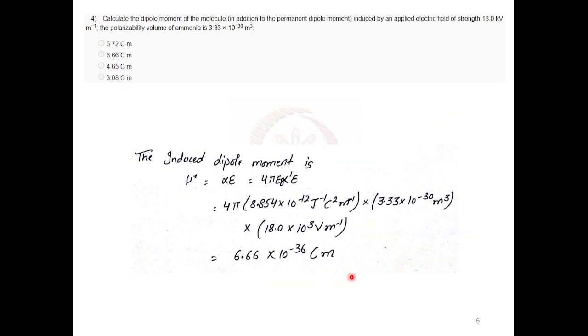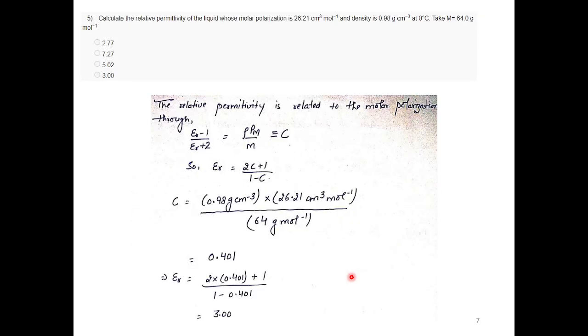Now here you need to calculate the dipole moment. Everything is given: 4π epsilon 0 into alpha prime, which is the polarizability, into epsilon, and you will get the value of this induced dipole moment, 6.66 × 10^-36. And in this question, you just need to calculate the value of C, and then epsilon r equals 2C plus 1 by 1 minus C. This is coming from the previous equation only. If you rearrange it a little bit, you will get the value.